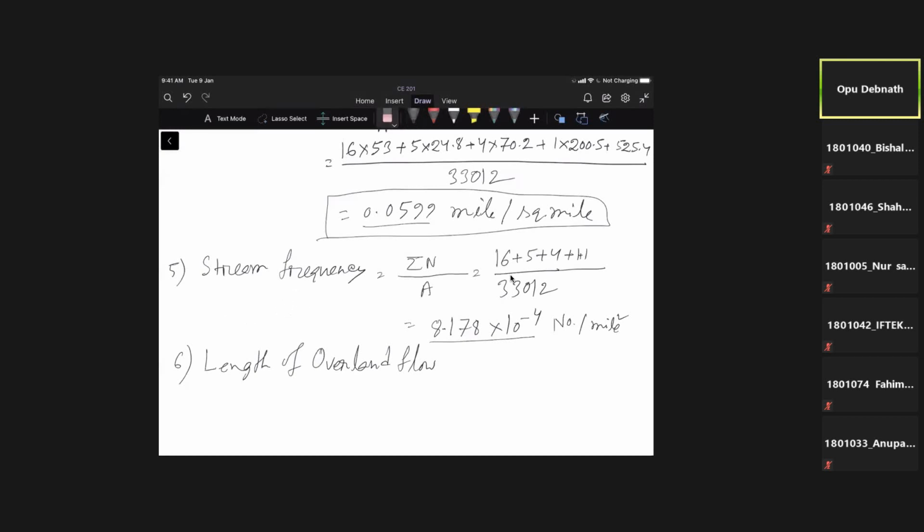And now the length of overland flow. The equation is 1/2 of the drainage density. You have the drainage density, and if you put in the value, 1/2 multiplied by 0.0599, you will get a length of overland flow of 8.34.